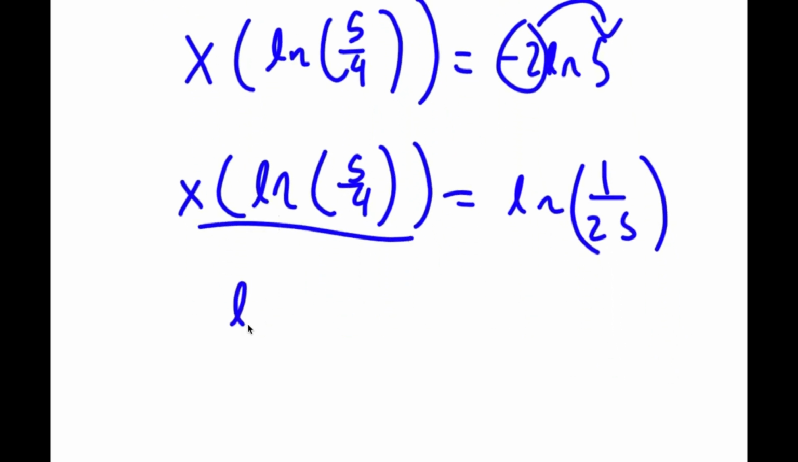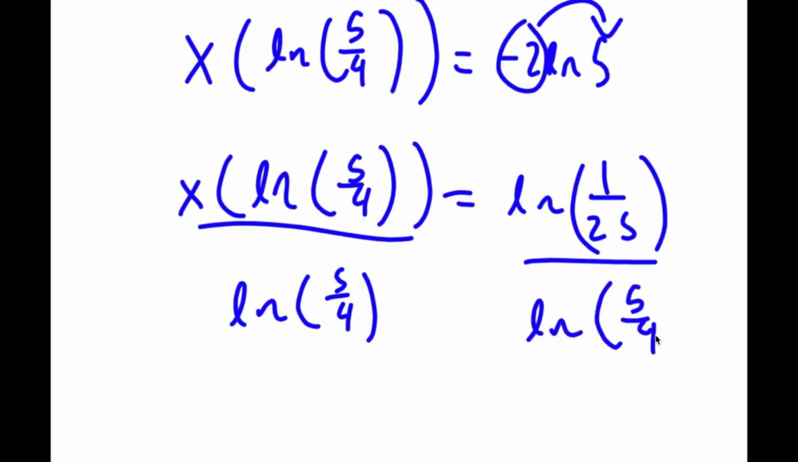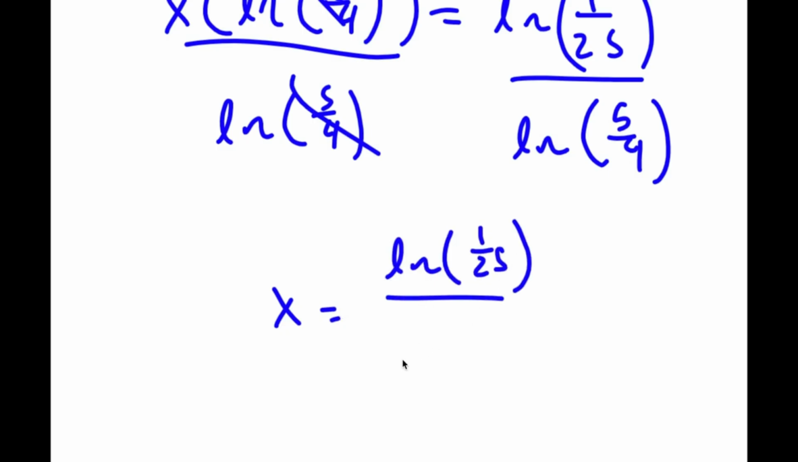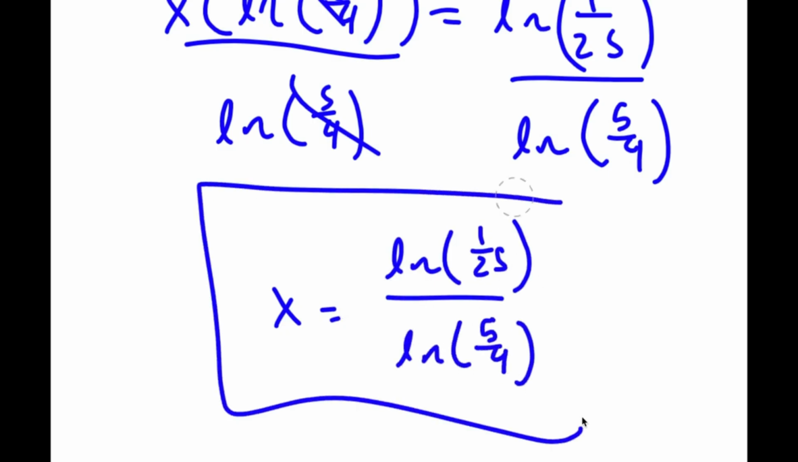So now if I divide both sides by ln of 5 over 4, these two cancel out and I'll be left with x is equal to ln of 1 over 25, over ln of 5 over 4. So this is my answer.